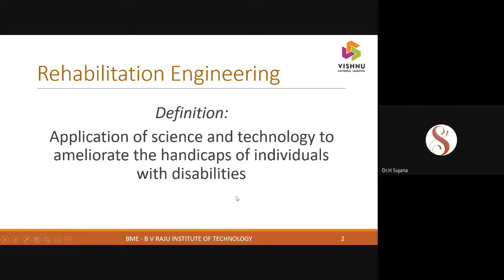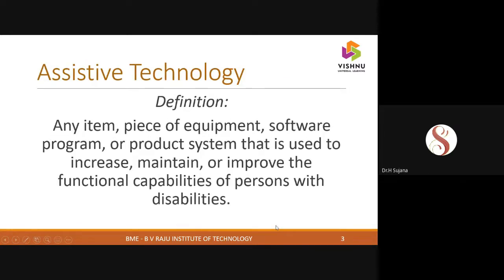When we say rehabilitation engineering, it's part of biomedical engineering and it is the application of science and technology to ameliorate the handicaps of individuals with disabilities. We also use another term called assistive technology, which is a part of rehabilitation engineering. It is any item, piece of equipment, software, or product system that is used to increase, maintain, or improve the functional capabilities of a person with disabilities.